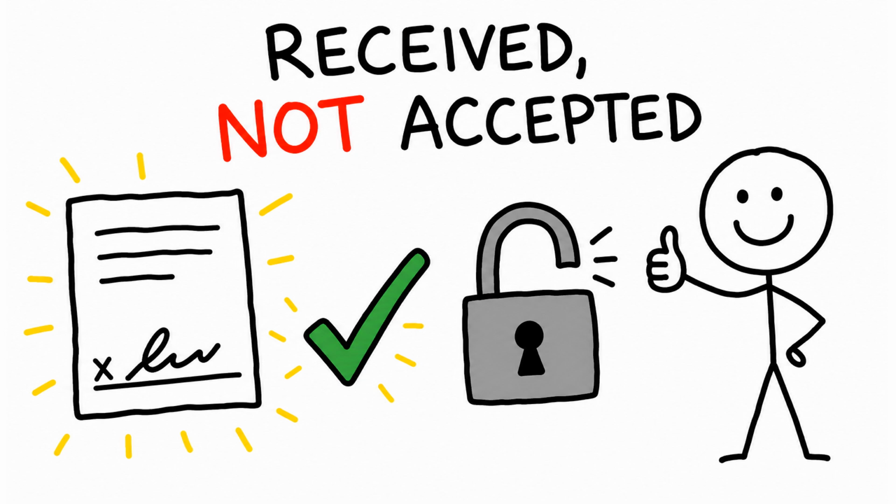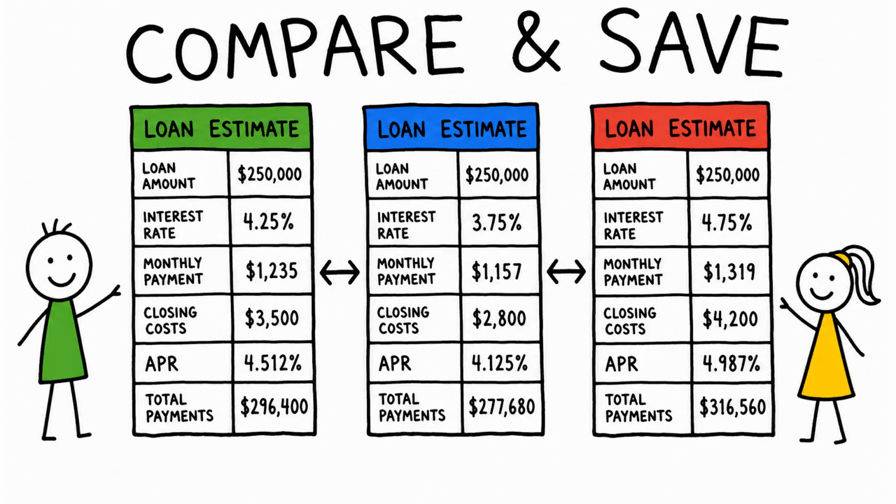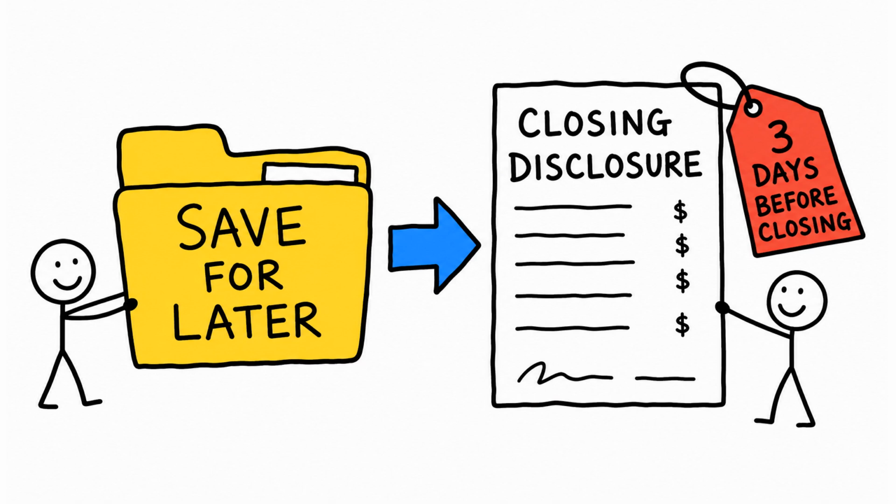So here's the single most useful thing you can do. Get loan estimates from a few lenders and lay the matching boxes side by side. That's how you find the real best deal. Then save your favorite because later you'll get a closing disclosure, the near final form you must receive at least 3 business days before closing, and you'll check that the numbers still match.